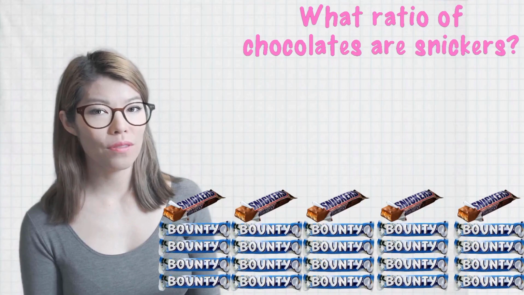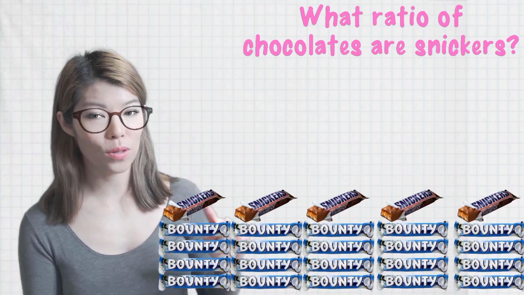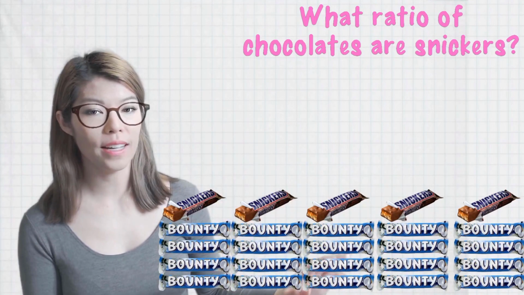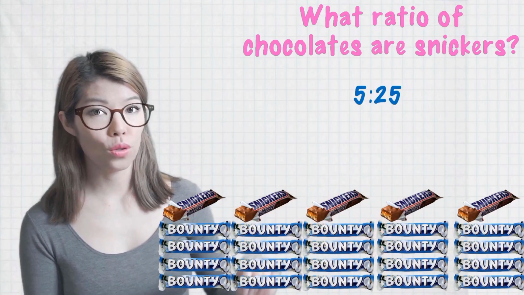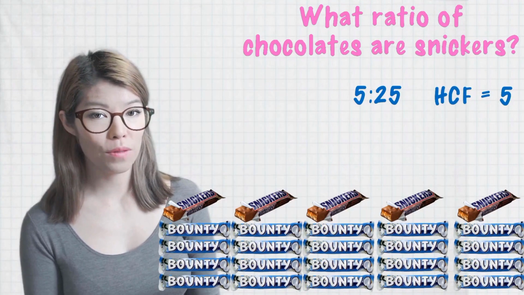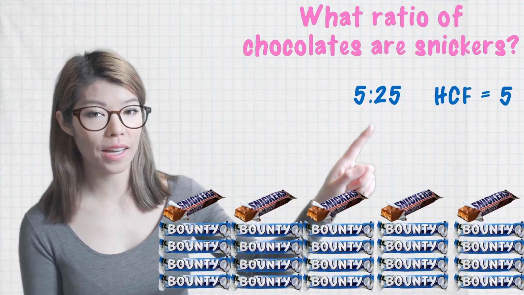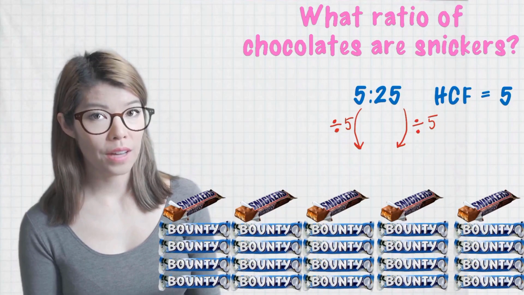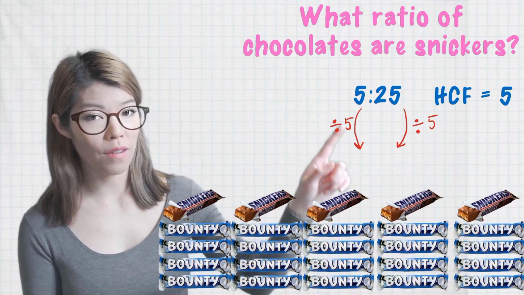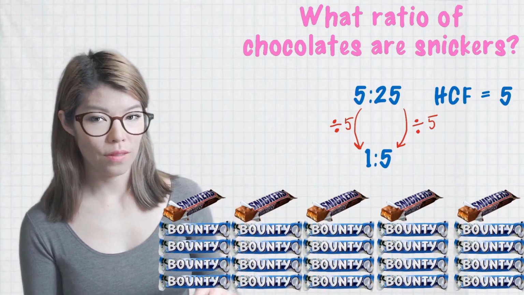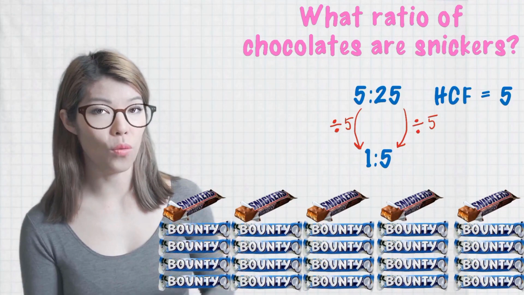What ratio of chocolates are Snickers? So this time we're looking at Snickers, comparing it not to Bounties, but to all of it. So it is 5 to 25. Again, to simplify, we have to look for the highest common factor, which is 5 in this case. Again, 5 divided by 5 and 25 divided by 5. 5 divided by 5 is 1 and 25 divided by 5 is 5. So the ratio is 1 to 5. So for every 5 chocolates, we have 1 Snickers.